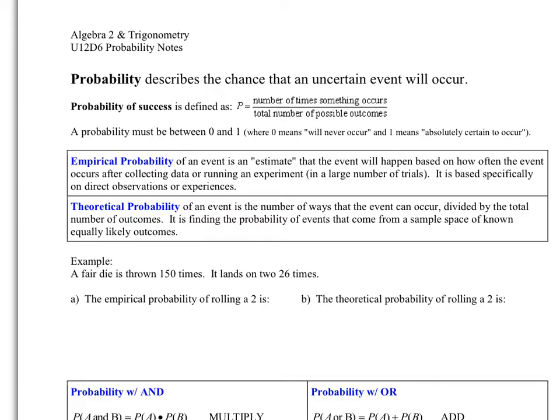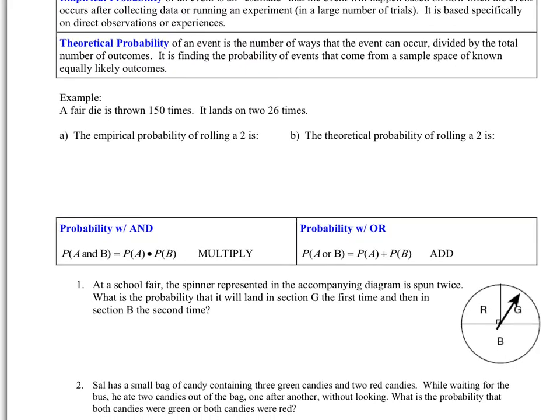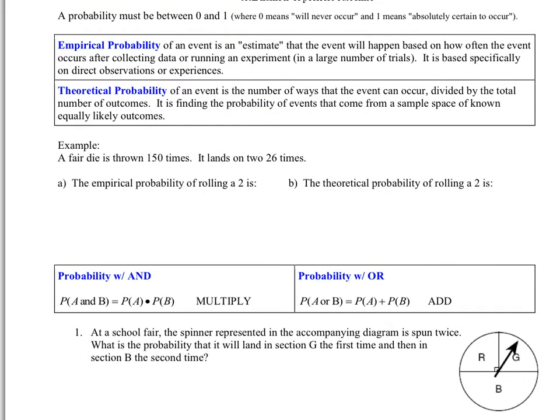First example. A fair die is thrown 150 times. It lands on 2 26 times. Empirical probability of rolling a 2 is... So based on this experiment, we would get 26 over the 150 times.